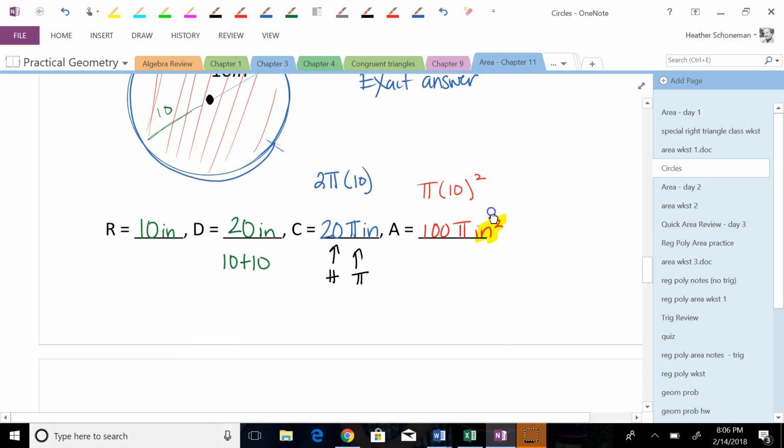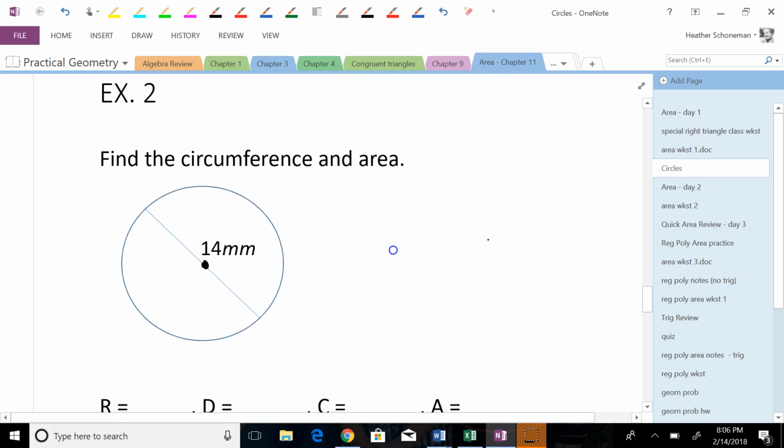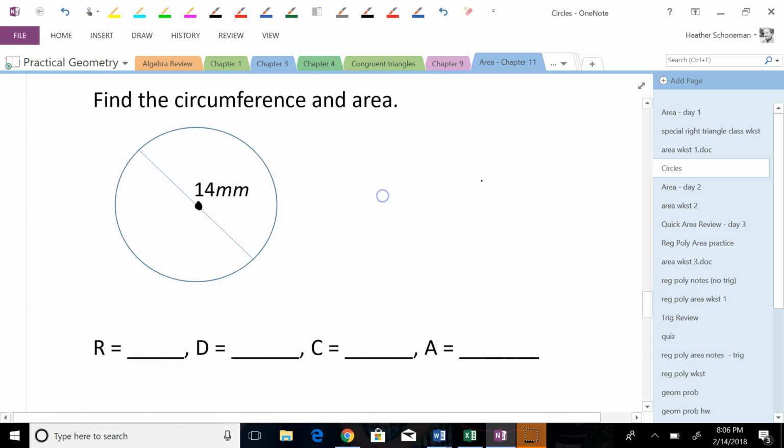All right, let's try this again for the next example. We want to find the circumference and the area. So this time, we weren't given the radius, we were given the diameter. So the diameter is 14 millimeters. So once we know the diameter, to find the radius is only half of it. It's just this segment here. So to get that, we're going to take 14 divided by 2, which would be 7. So we get 7 millimeters.